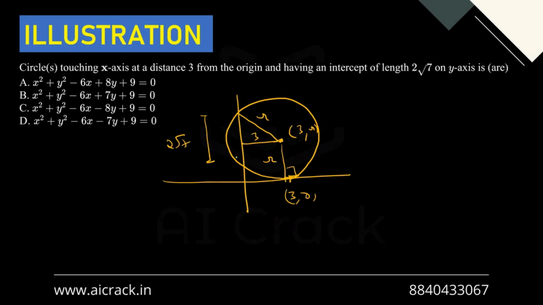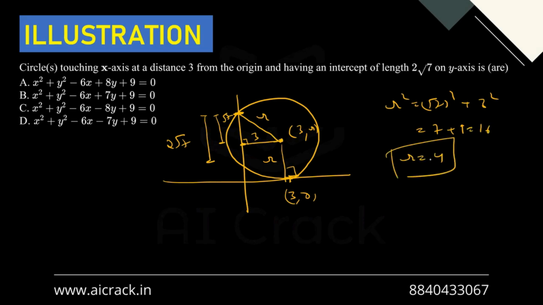And we know that because of the symmetry, we can clearly say that if this distance is 2 root 7, this entire distance is 2 root 7. And if we drop a perpendicular over here, because of the isosceles triangle, this distance would be root 7 only. So from here to here, this distance would be root 7 only. So we have root 7 over here, we have 3 over here. We can apply Pythagoras to find out the radius, right? So r square equals root 7 square plus 3 square. That would be 7 plus 9, 16. So r equals 4. So radius is 4. We have got the radius as 4.